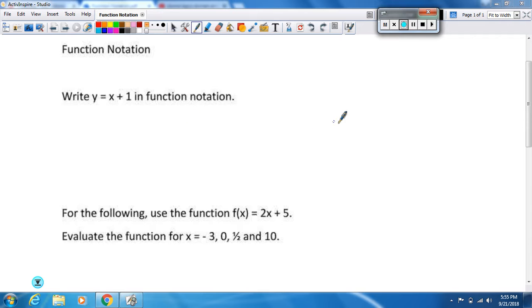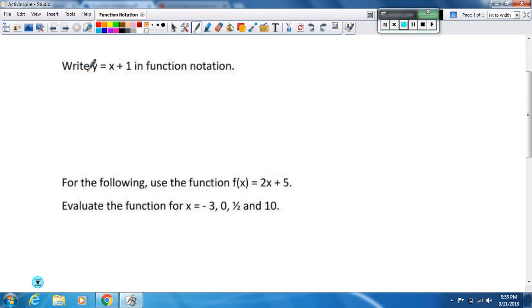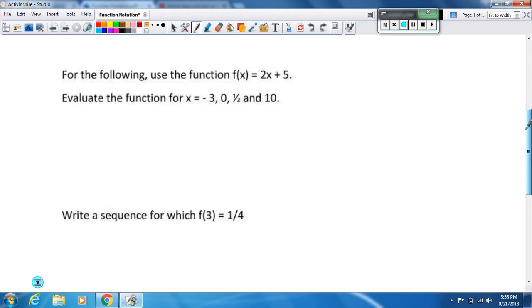Function notation. Write y equals x plus 1 in function notation. Well, function notation is just a really different way of saying y. It looks like this. It's read f of x. So the value in parentheses is what the x is. But just to write something in function notation, you just write f of x equals, and then whatever's after the equal sign stays. And that's the answer. You're done with that one.